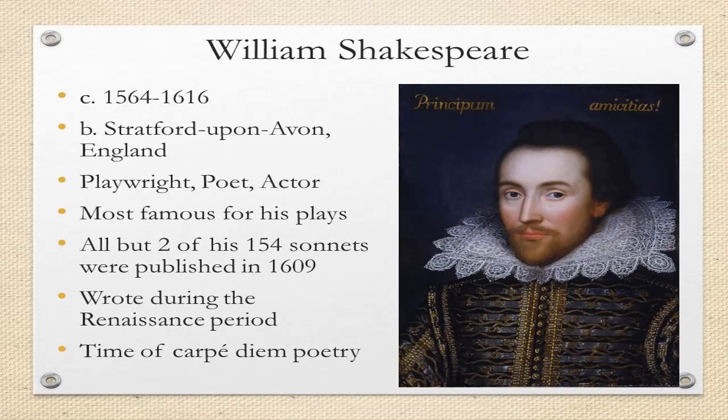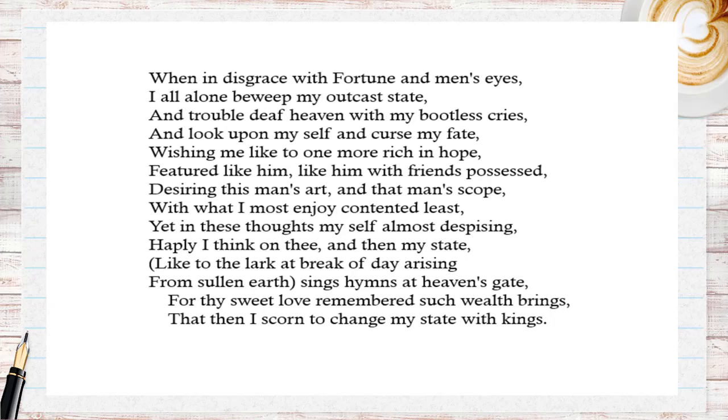So let's explore the meanings of sonnet number 29. Yes, this is the poem Sonnet 29. In this sonnet, the speaker bemoans his status as an outcast and failure, but feels better upon thinking of his beloved. As you can see, this sonnet has 14 lines in iambic pentameter.